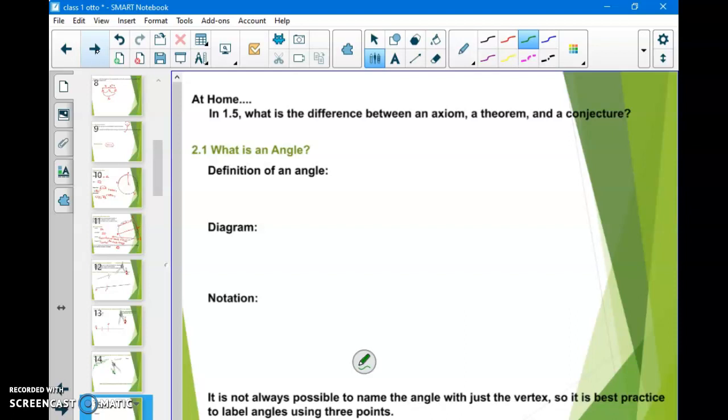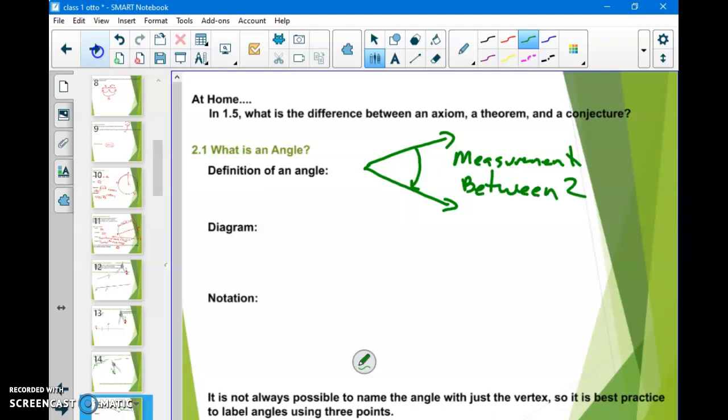So let's get started on 2.1. What is an angle? I'm pretty sure you all know what an angle looks like and know how to measure them. And an angle is just a measurement between two rays.